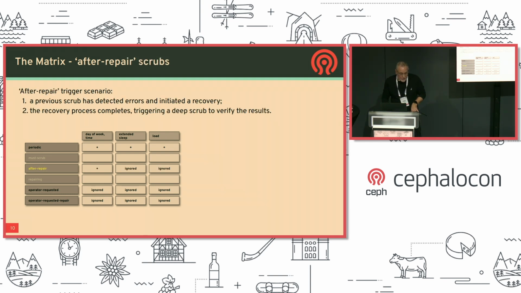Let's add the missing levels. After repair, missing types, levels of scrubs, types of scrub. After repair, scrubs are initiated in one specific scenario. This is when we had a scrub that detected errors and initiated our recovery. And when the recovery process completes, a second deep scrub is triggered just to verify that things were okay. This type of scrub has higher priority than periodic, and it ignores extended sleep and load. It will run even if the CPU is loaded. Basic idea is that you just finished your repair, you really want to know that it works, so we don't care for the load.